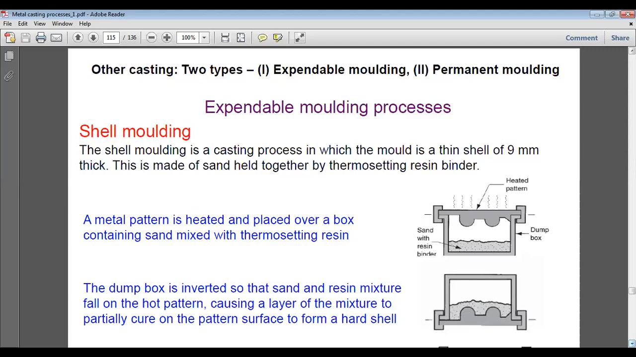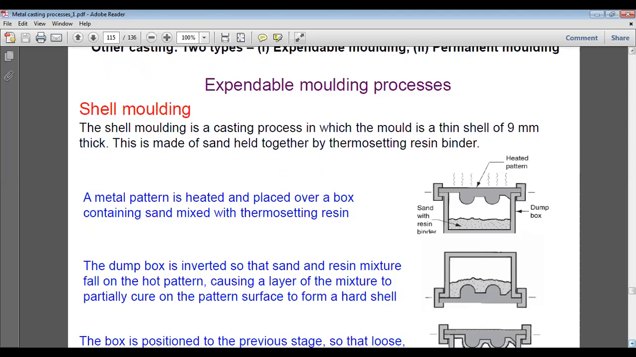Shell molding is a casting process in which the mold is a thin shell, about 9 millimeter thick. This is made of sand held together by a thermosetting resin binder. In shell molding we have a thin shell of approximately 9 millimeter wall. A metal pattern is heated and placed over a box containing sand mixed with the thermosetting resin.